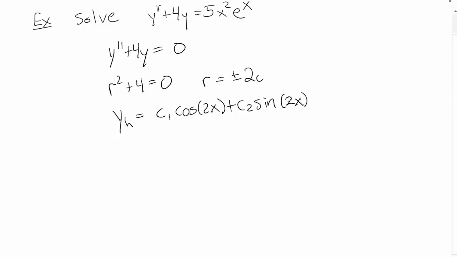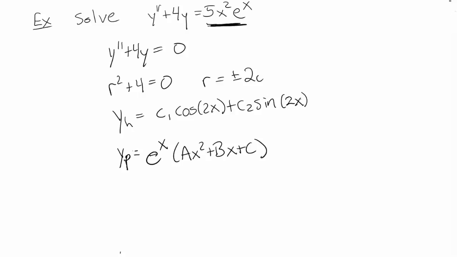Okay. Now I'm going to make an educated guess for what my particular solution should look like. And again, I have to watch out for if my guess for the particular is in the homogeneous already. Now, the right-hand side, this non-homogeneous part over here, looks like a second-degree polynomial times an exponential. So my guess is going to be that exponential, e to the x, times a generic second order, which is ax squared plus bx plus c.